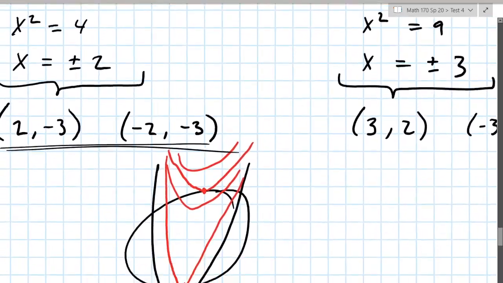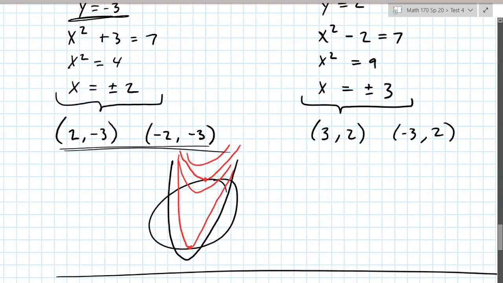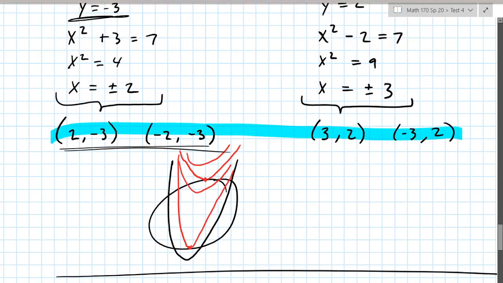So it looks like we've got four solutions, and that last option was the option that we wanted. So our 4 solutions are the 4 points where the circle intersects with the parabola.